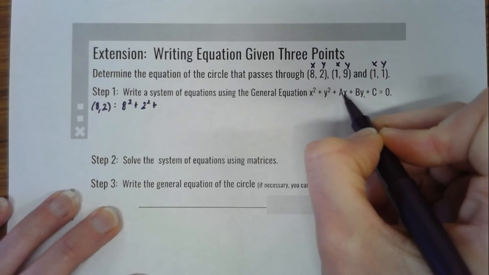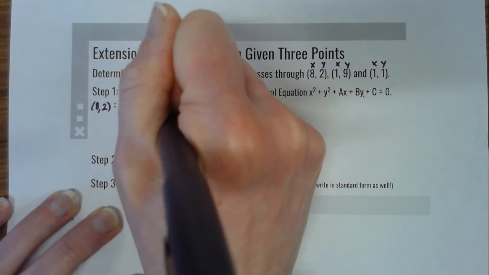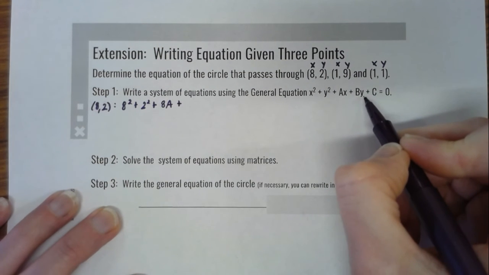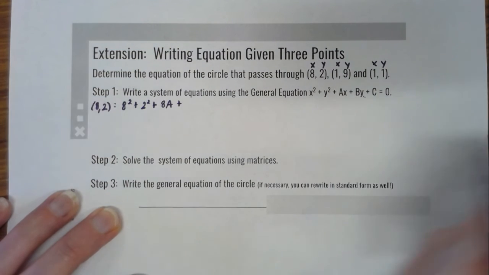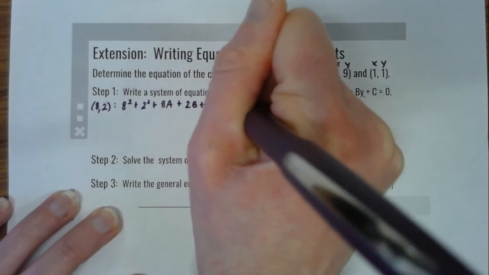Instead of a times 8, I'm going to write this as 8a. We usually write our number in front of our variable. Same thing here, instead of b times 2, I'm going to write that as 2b, because again, we like the number in front of our variable. And then we have our plus c equals 0.